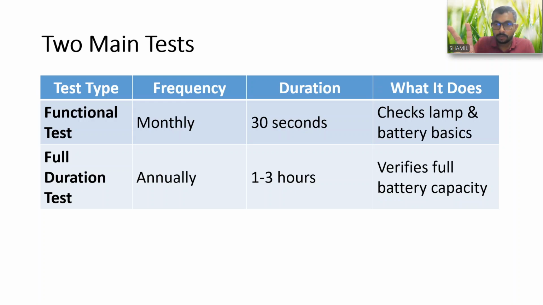So we have covered two tests. The first test is the functional test, which occurs monthly, and then we have the full duration test or full load test, which occurs annually. The functional test is for 30 seconds, a brief period, and the full duration test is for 1 to 3 hours, depending on the battery capacity of the emergency and exit lights. So this is about the tests involved in the emergency and exit lights.